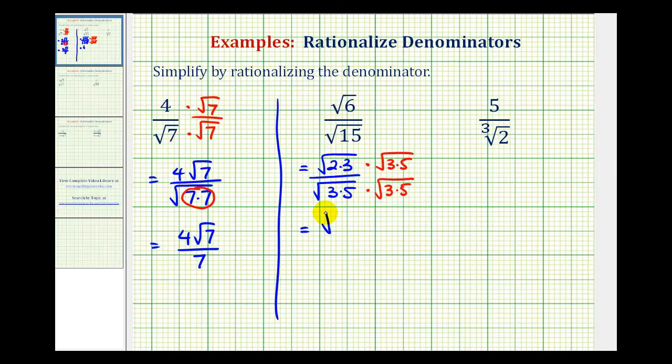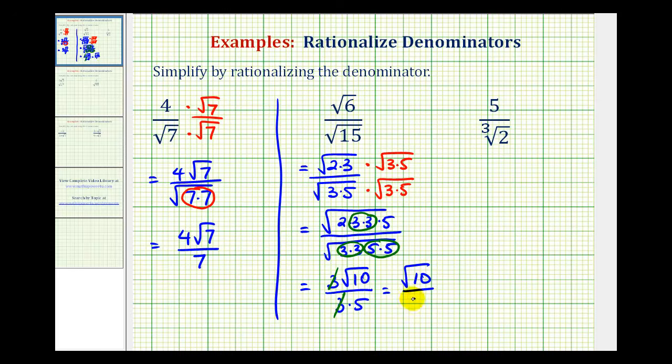Here we're going to have the square root of 2 times 3 times 3 times 5. The denominator is going to be the square root of 3 times 3 times 5 times 5. Here's a perfect square factor, as well as here and here. So the numerator is going to be 3 square root 10. The denominator is going to be 3 times 5, or 15, but I'm going to go ahead and write 3 times 5, because now we have a common factor of 3 here and here that would simplify. So we finally have the square root of 10 divided by 5.